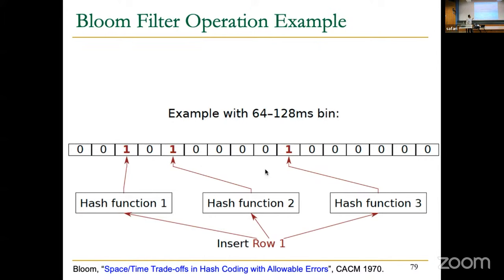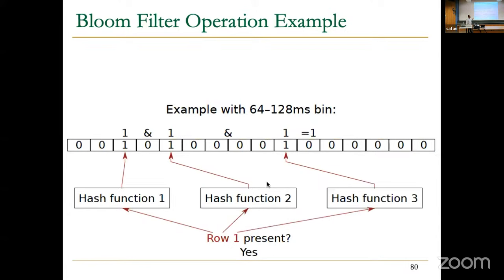And then when you ask if row one is in the set, you basically run the identifier of this element again through these hash functions. You go check if all these bits are set. So if all of them are set, then yes, row one is in the set. If any of them is zero, let's say these two are one and this is zero, then when you AND all these, you will get a result of zero, right? So it means that this element is not a member of the set. So yeah, this is the example.